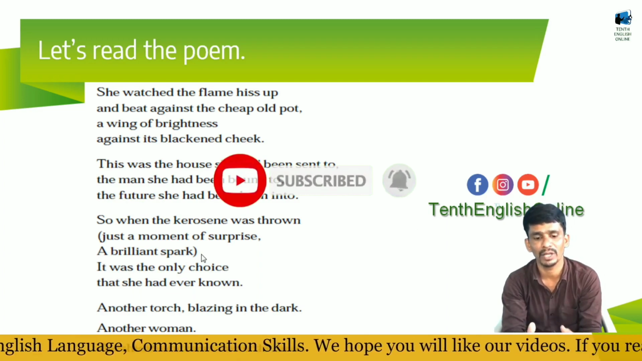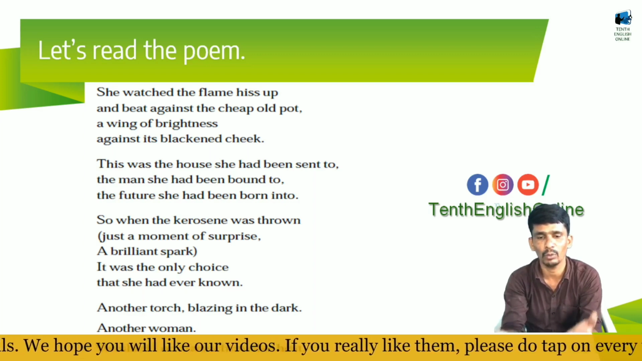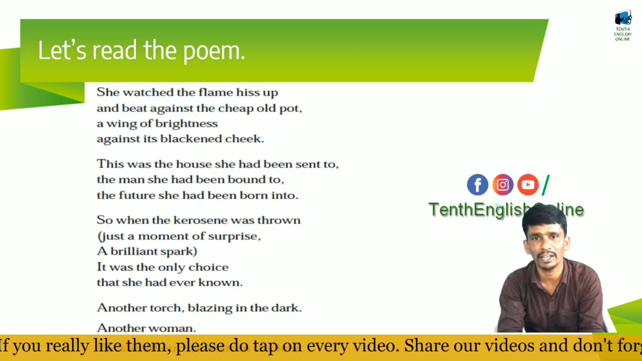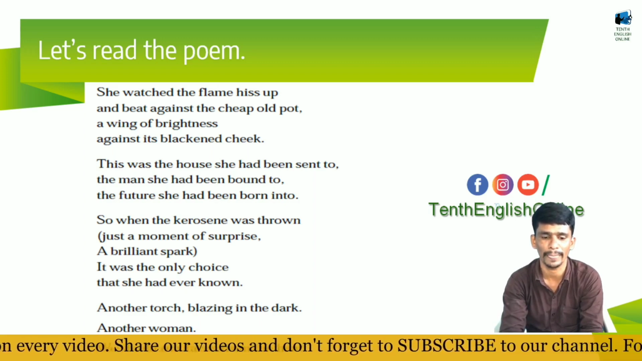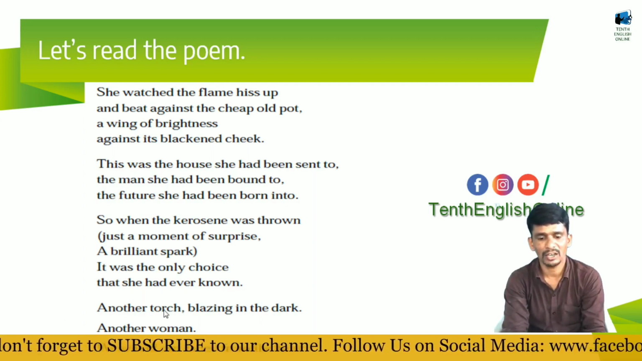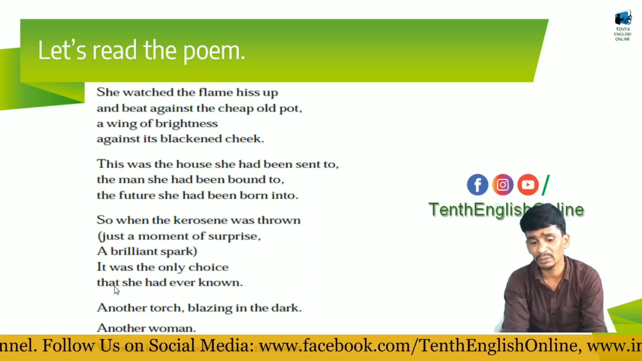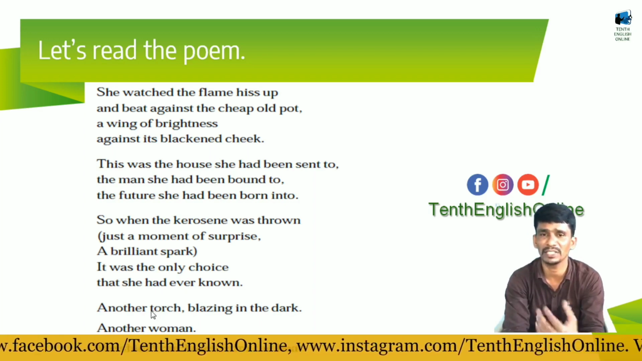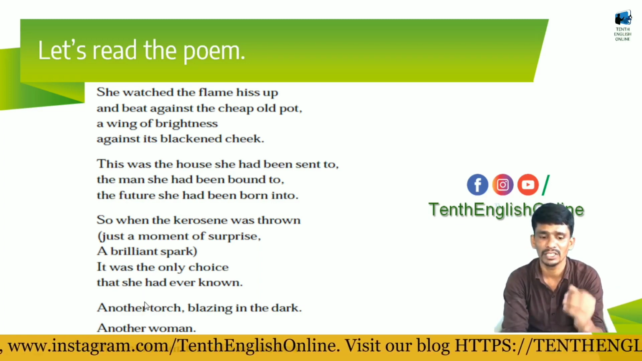Unable to do anything, unable to face the tortures of her mother-in-law, she simply took the kerosene and threw it upon her body. And there came a brilliant spark. What happened there? She set fire to her body. And this is the only choice that she has in the house. What happened after setting fire to her body? There came another torch, a light came there. Another means what? Like this, many women are killing themselves because of the tortures faced from their in-laws. Like many other people, she is another woman.